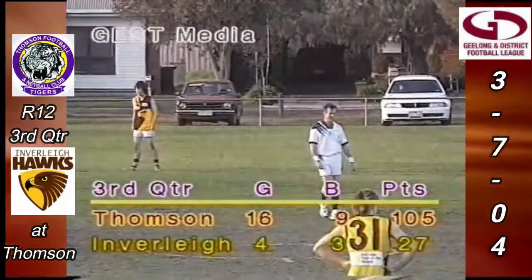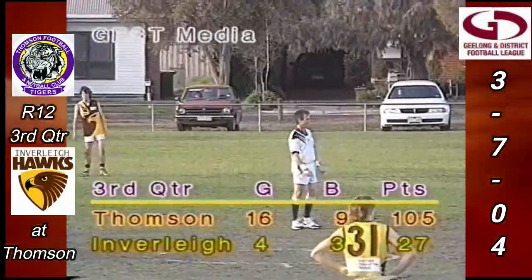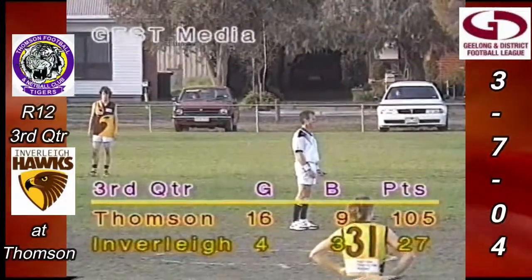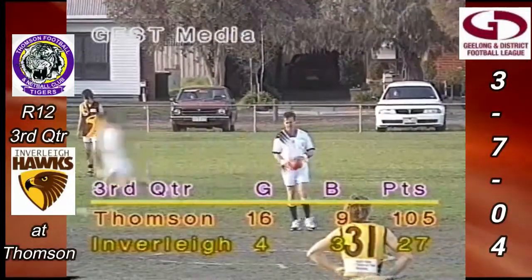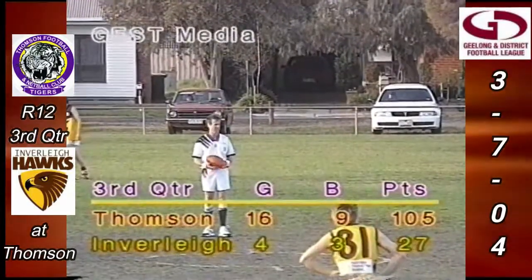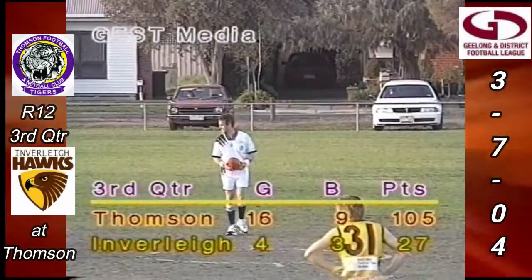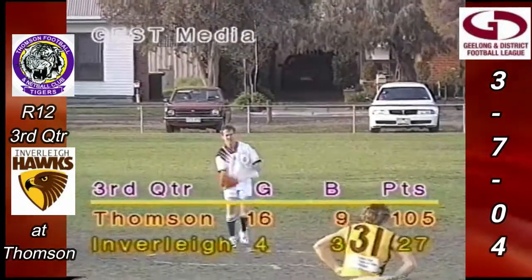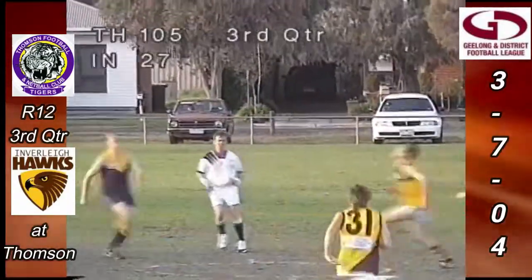And look, I keep flogging this, but it's a lesson to all GDFL sides. If you're good enough, you get it in the middle of the ground and just go straight down the middle. And it's putting Inverleigh under pressure in the defensive half, Laurie. They can't get hold of the footy to defend it. So umpire Wheelerhan now back in the middle, puts the ball in the air once again.